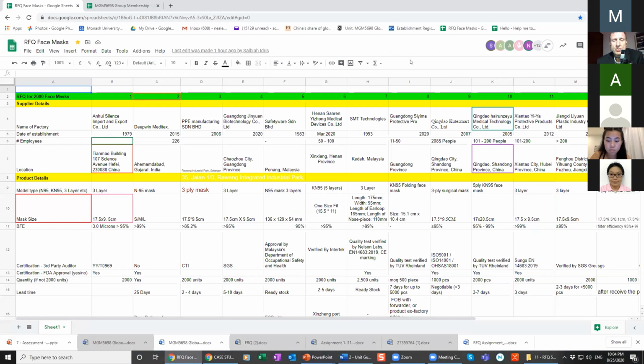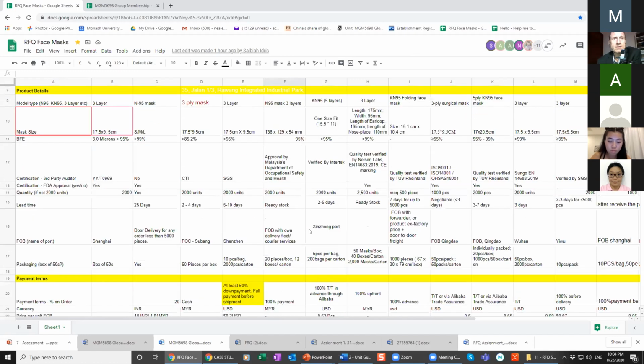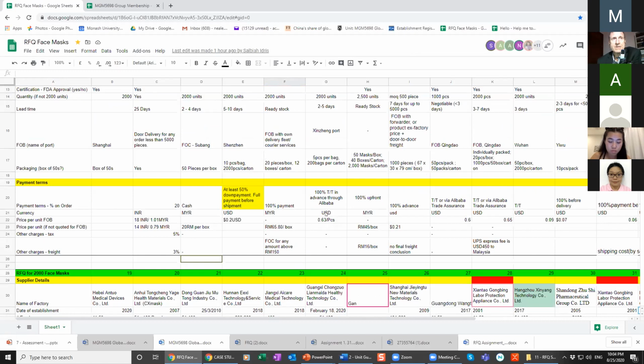I've got two new project ideas in the same area for your group project. And the first one is to actually take this table even further. That is, you investigate this whole business of mask manufacturing, okay?